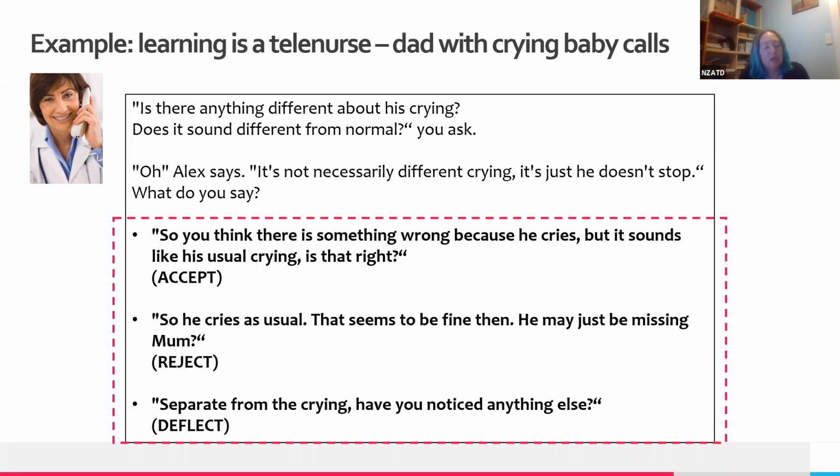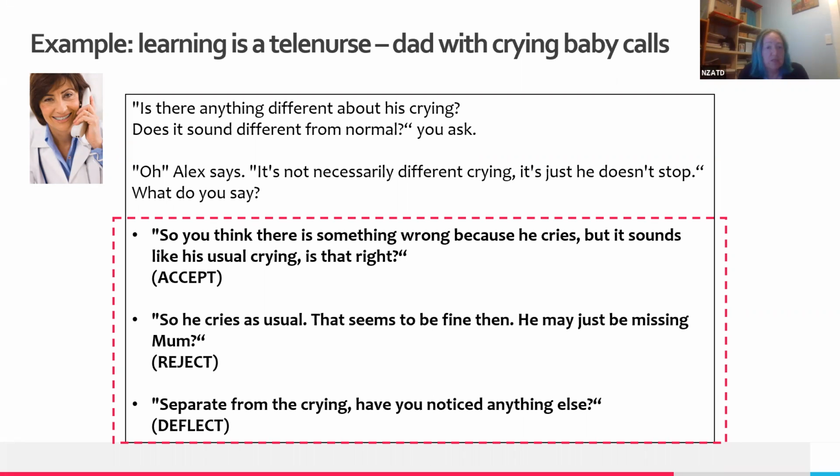So the telenurse asks the dad, is there anything different about his crying? Does it sound different than normal? Because he's worried. And he says, no, it's not necessarily different crying. It's just he doesn't stop, so he's worried. So what do you say as a telenurse? And you give these 3 options according to the model to your learner.